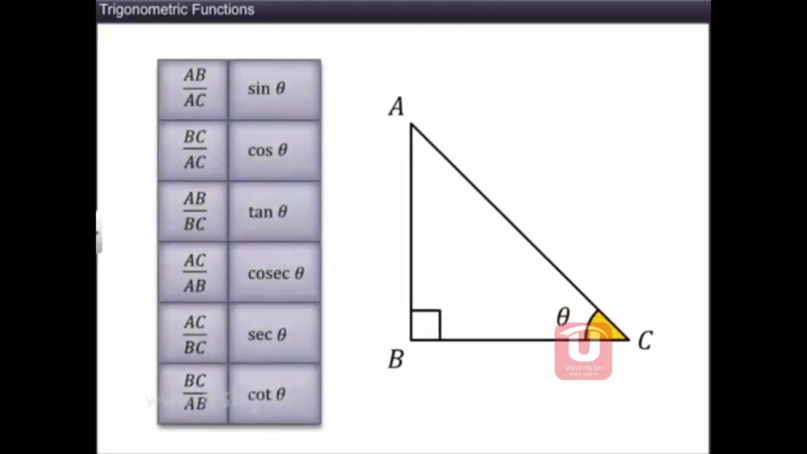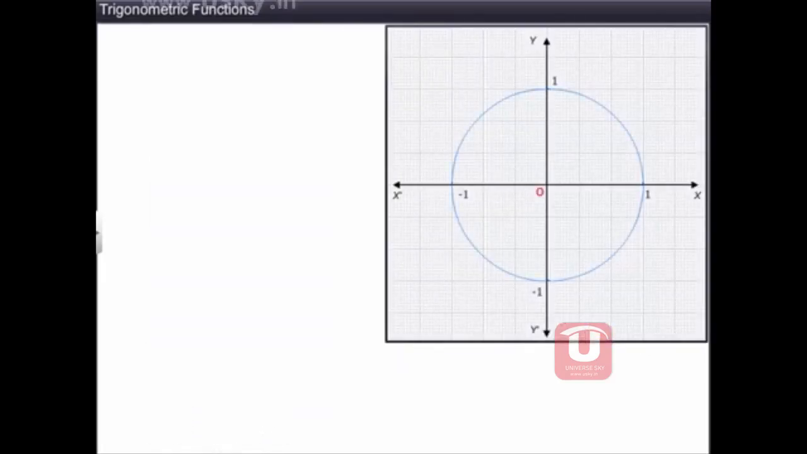That is, AB divided by AC is sin theta. BC divided by AC is cos theta. AB divided by BC is tan theta, and so on. Let's now extend the definition of trigonometric ratios to any angle in terms of its radian measure and study them as trigonometric functions. Consider a unit circle such that its center is at the origin.